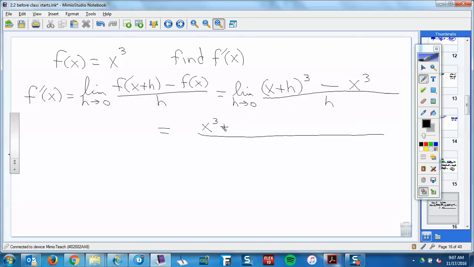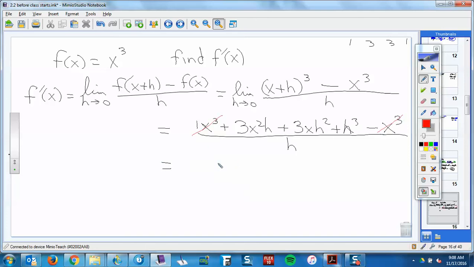X cubed plus, don't forget Pascal's triangle. 1, 3, 3, 1 is this row. So it's going to be 3x squared h plus 3xh squared plus h cubed, right? So 1, 3, 3, 1. Okay, and then minus x cubed, all over h.